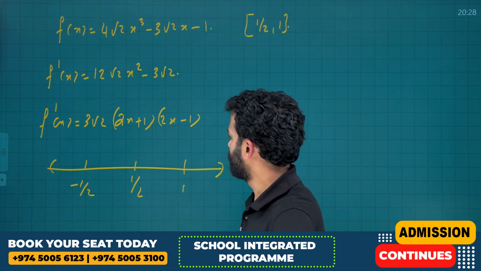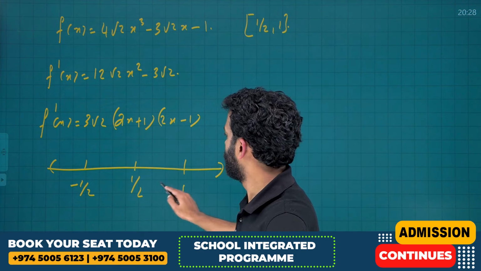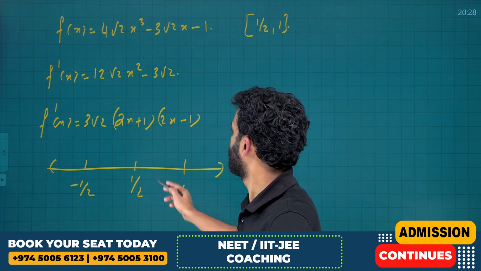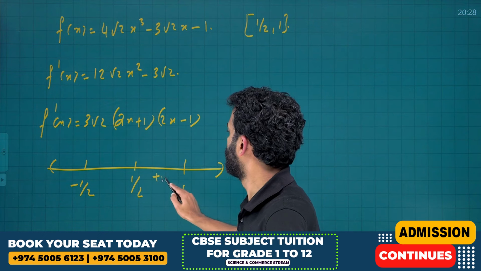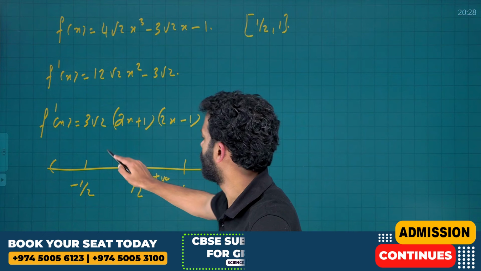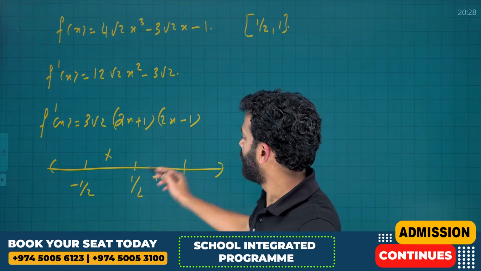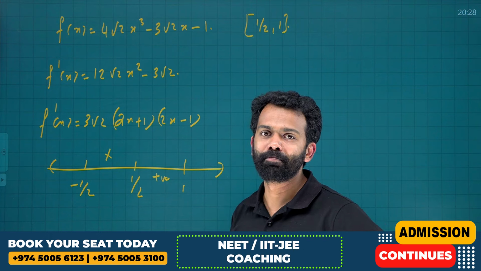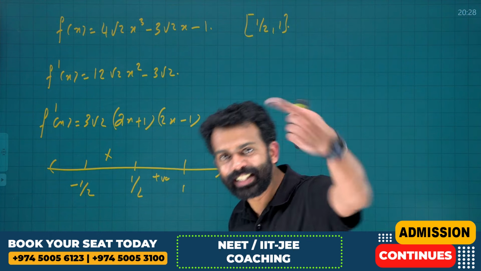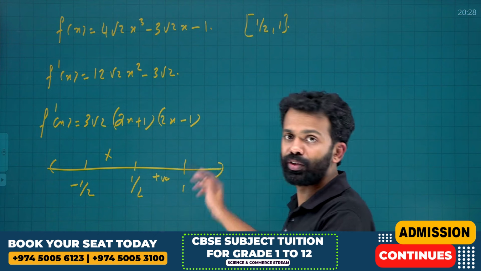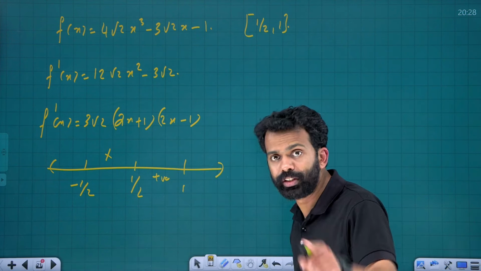What is your observation from here? If it is greater than 1 by 2, that is, say 0.1 more, it is positive. Okay. And we don't have to be concerned about this since the domain is restricted from 1 by 2 to 1. So what is happening from 1 by 2? The function is increasing from 1 by 2. Okay, it's a very beautiful question and the concept of this question is very important.